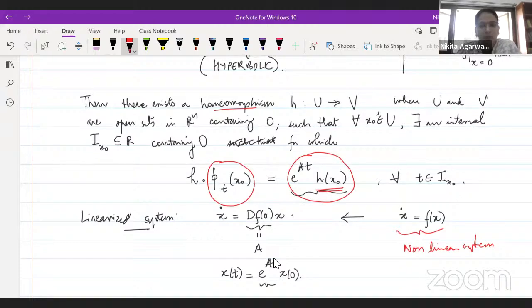Okay, so I will stop here. Tomorrow I'm going to begin with this theorem itself, and I will give you an illustration of this theorem, and then I'll talk about some other concepts. So I'll stop here.